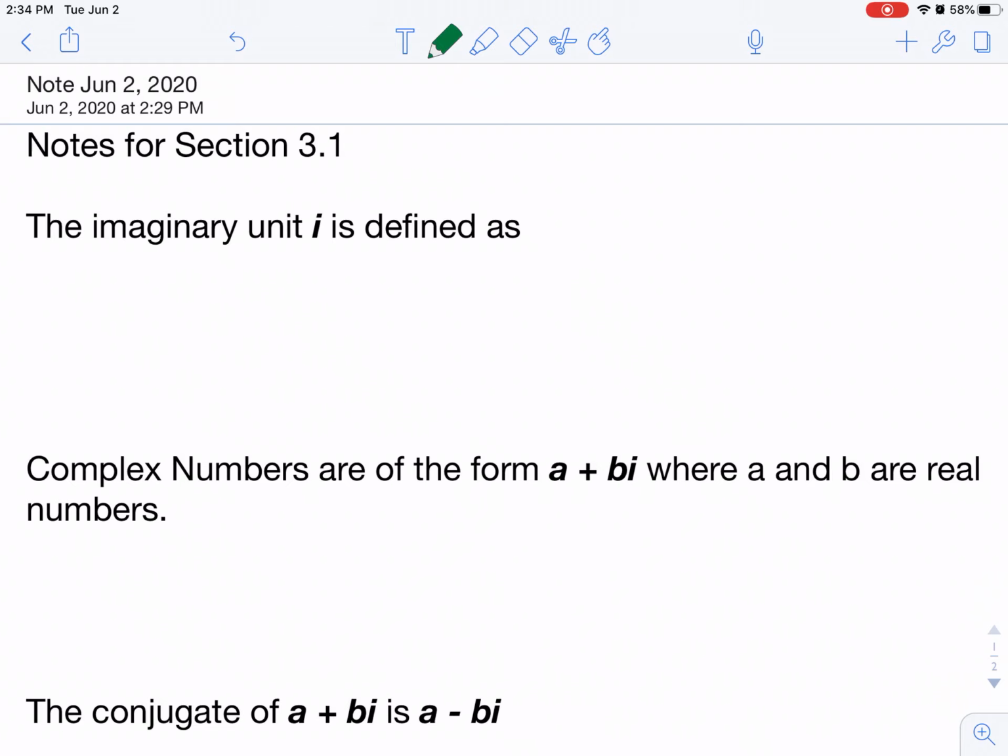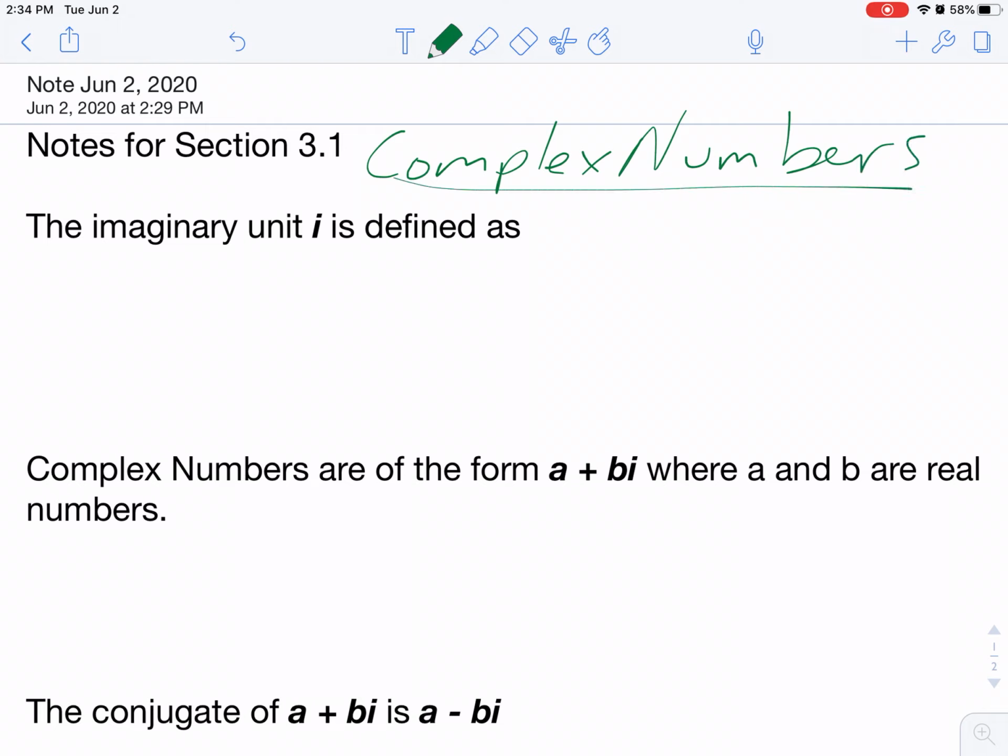Here are the notes for section 3.1, and then I'll follow this with several examples. So 3.1, the beginning of chapter 3, starts with defining complex numbers. I think the title of this section is complex numbers. But before we get to complex numbers, actually, we need to define the imaginary number i.